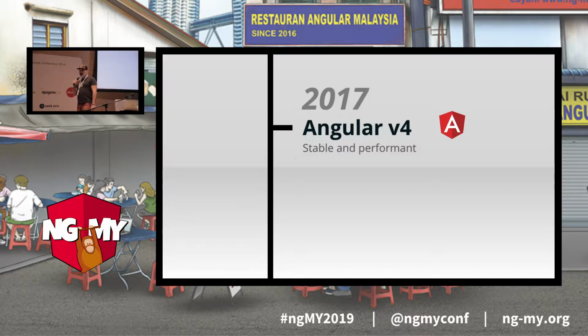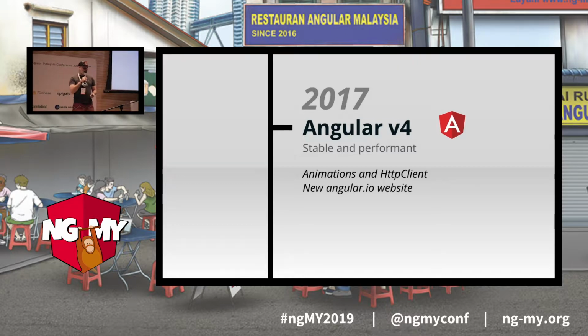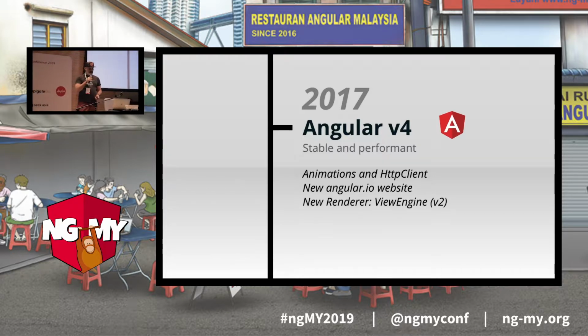2017, so we got Angular version 4. And just to remember, this is a version that is themed around stability and performance. We got animations and the new HTTP client. We also got the new website, the documentation website that we use today. And we also get a new renderer, which is called the View Engine. Or also you will see it as version 2.